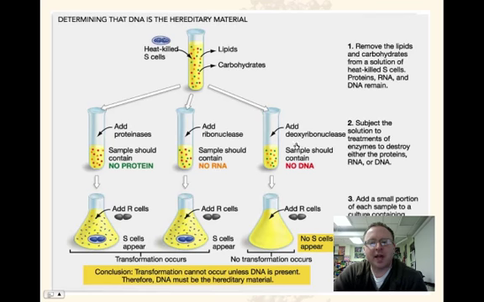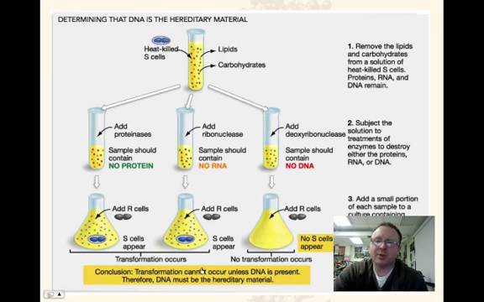Finally, what they did is they added their DNase to this sample. So now the sample contains no DNA. When they added the R cells to that solution, no transformation happened. So again, the conclusion that they draw, transformation cannot occur unless DNA is present, and therefore DNA has to be the hereditary material.